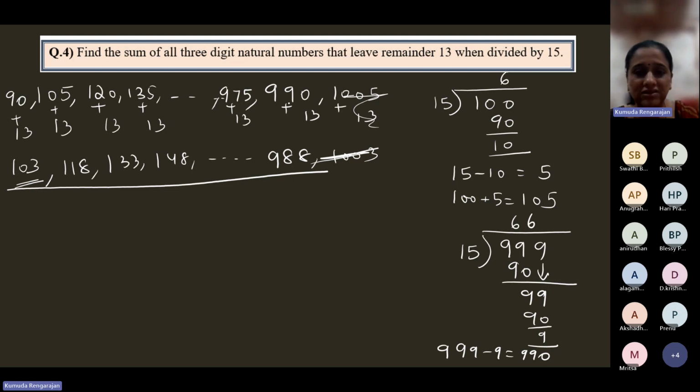See, this number 990, when you divide by 15, it's exactly divisible. So when you add 13 to that, it's 1003, which is a 4-digit number. So that doesn't satisfy the condition in the question. We're trying to find the sum of all 3-digit numbers. So 1003 will not come. So this is the first number in the AP, this is the last number.